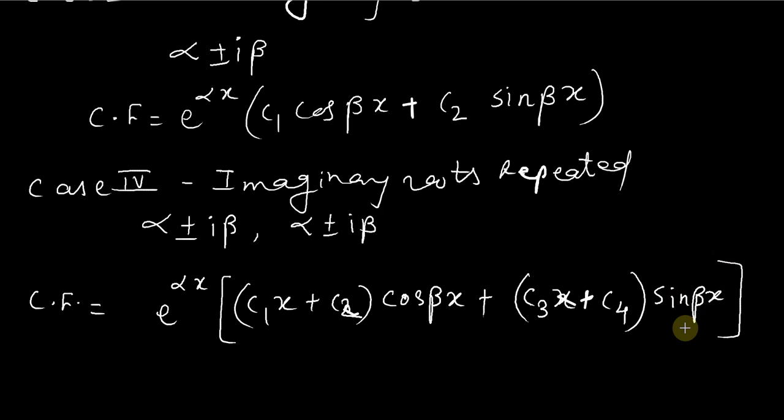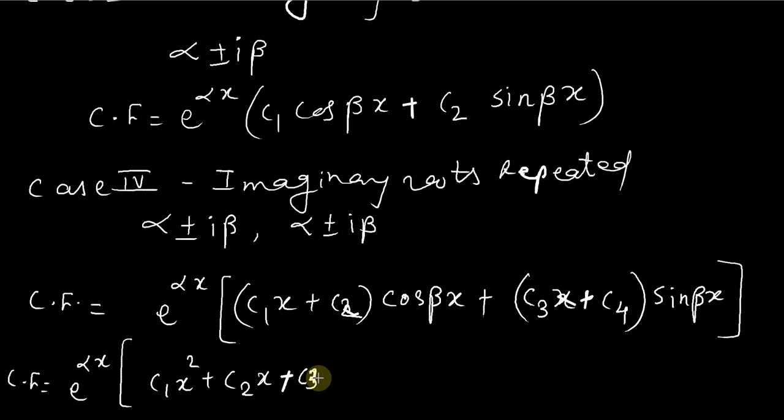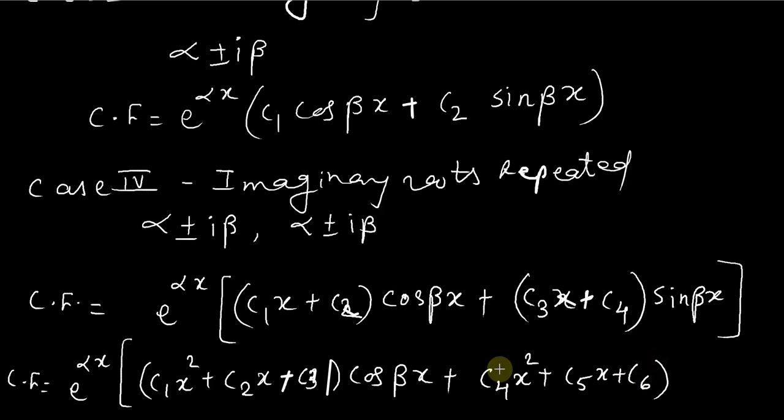Suppose this pair is repeated 3 times. Then the corresponding CF is e raised to alpha x times (C1x square plus C2x plus C3) cos beta x plus (C4x square plus C5x plus C6) sin beta x. 3 pairs, that is 6 roots, and 6 constants are there in the CF. So this is the first part of the solution, that is, the complementary function.